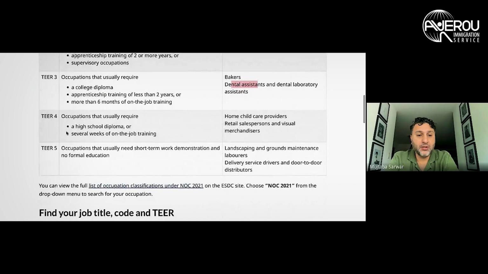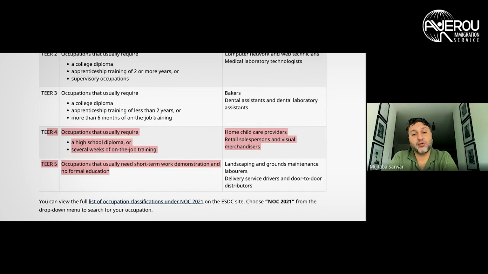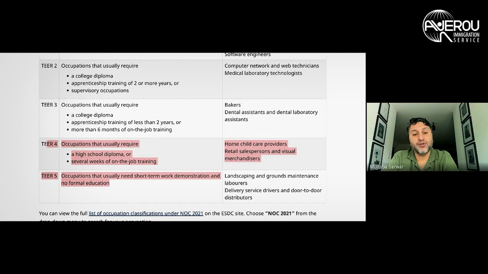Now, the final 2 tiers are tier 4 and tier 5. These are not considered to be skilled jobs. They would not get you any points for Canadian work experience and would not count as work experience to be eligible for the federal skilled worker program either. Any comments at this point, Alan?